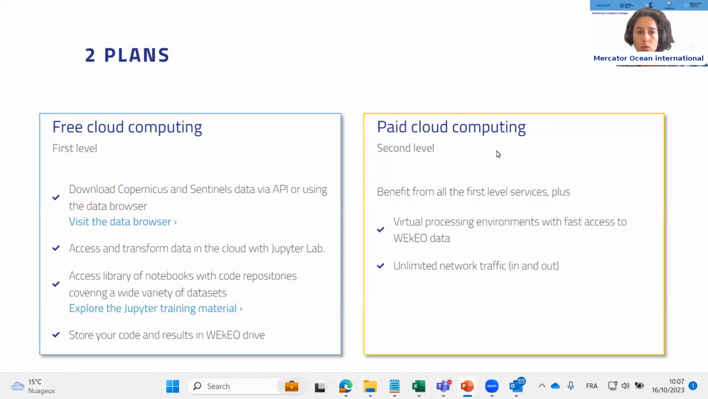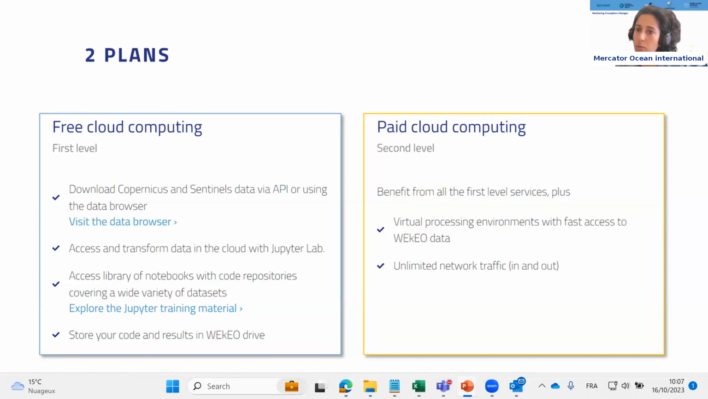So if you're a beginner, let's say, you can opt for a free plan where you have access to visualize the data, download the data, run simple analysis in a Jupyter Lab, and also have access to the notebooks that are already available in the Jupyter Gallery. And of course, you have access to the user support.